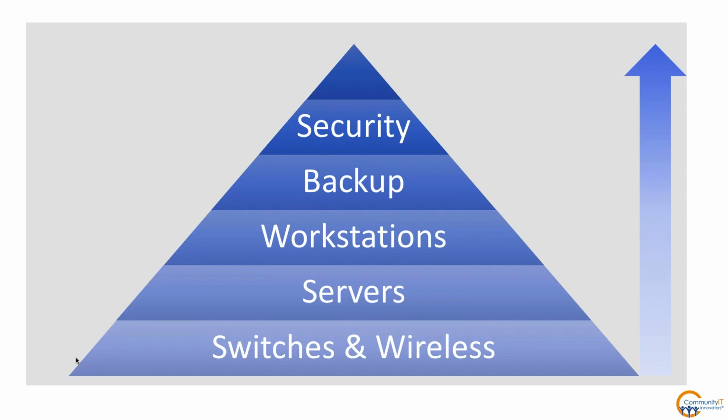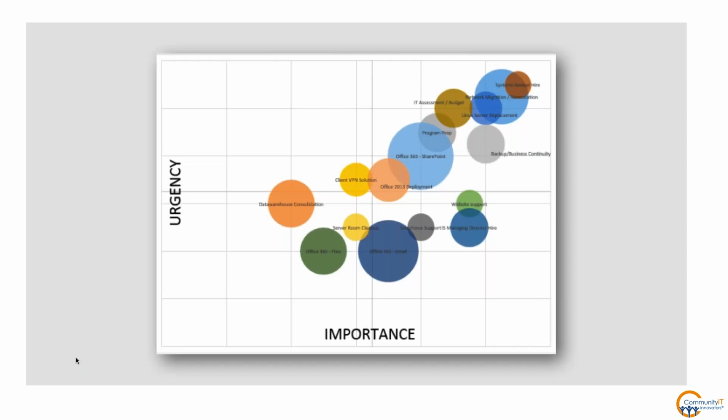You want to make sure that your backup system is running effectively. And finally, you want to make sure you have good security in place. So a helpful graphic for looking at your prioritization could be this prioritization matrix, which maps urgency along one axis and importance along another axis. And then the size of the circle, the area of the circle, is the amount of time or effort or cost required to do the initiative.